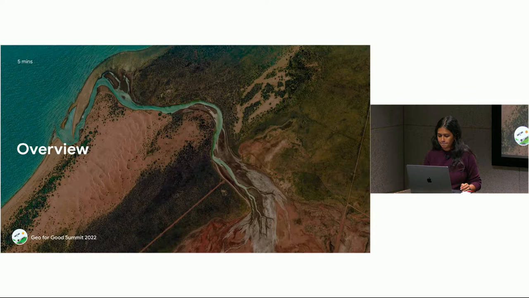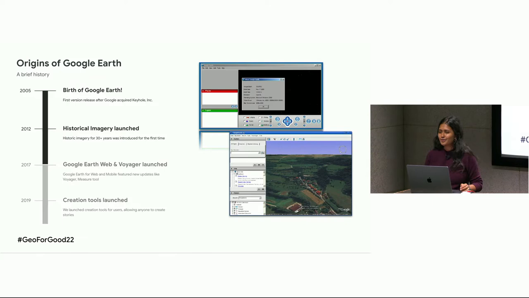Okay, so just to give you a quick overview, I think all of you are already familiar with Google Earth, so this is not going to come as a surprise to any of you, but just to walk you through a brief history of Google Earth and how the product has evolved. It was launched in 2005 after Google acquired it from Keyhole Incorporated. In 2012 was when we first launched historical imagery, which is something that a lot of you love and have grown to use quite often in Google Earth Pro. In 2017, up until then, we only had the desktop version where you had to download Google Earth on your computer to use it. In 2017, we launched a web version so you could just access Google Earth with a simple URL visit, and we also launched Google Earth for mobile.